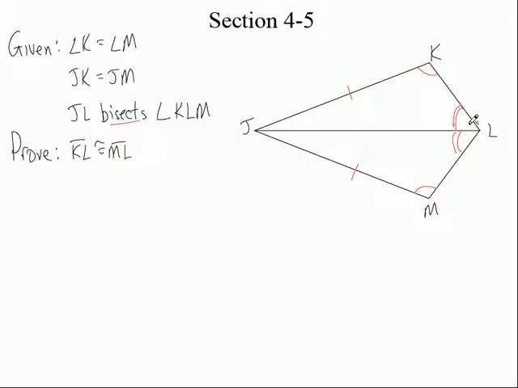All right, so now let's take a look at it. What about the information that we have right now? Well, if JL bisects KLM, isn't KL and ML equal? You're trying to prove that KL is equal to ML? What's my reason? Because JL is bisecting angle KLM.